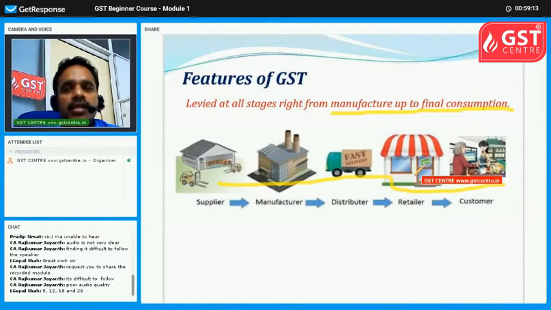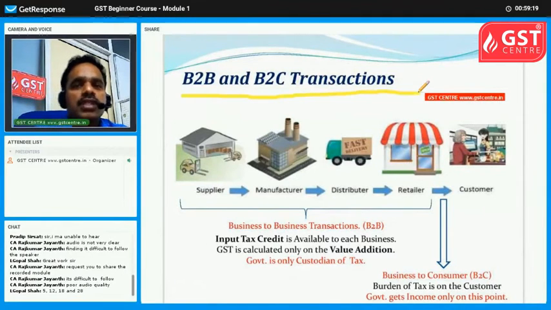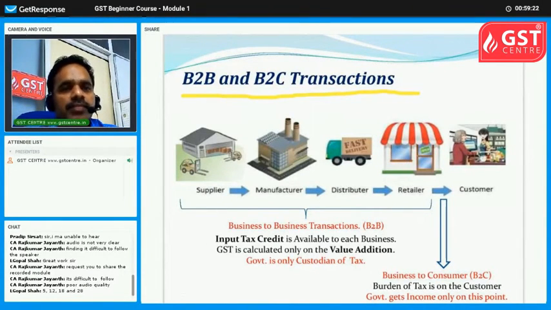So the thing you have to remember is B2B and B2C transactions. It is simple. B2B means business to business, and B2C means business to customer, because various parties are involved: supplier, manufacturer, distributor, and retailer. All these parties are businesses, and might have been registered under the GST system. At the end point only, the customer will come, and the customer will not be registered under the GST system. Normally, we do not register. Only when we are doing business, we have to register under the GST.